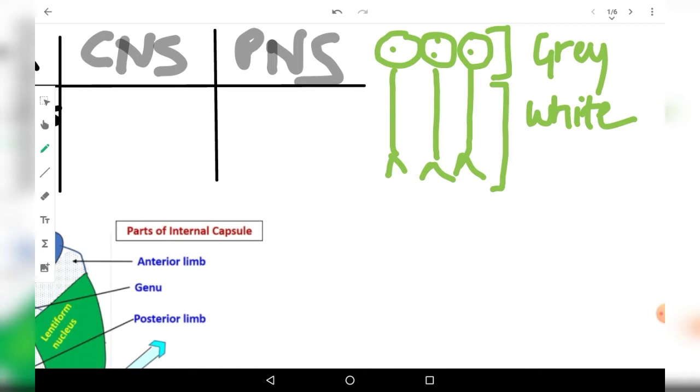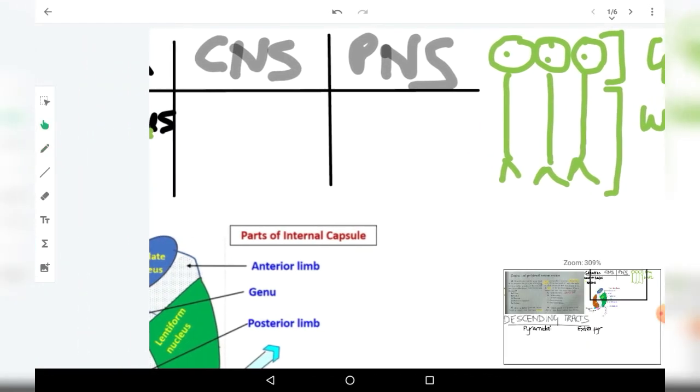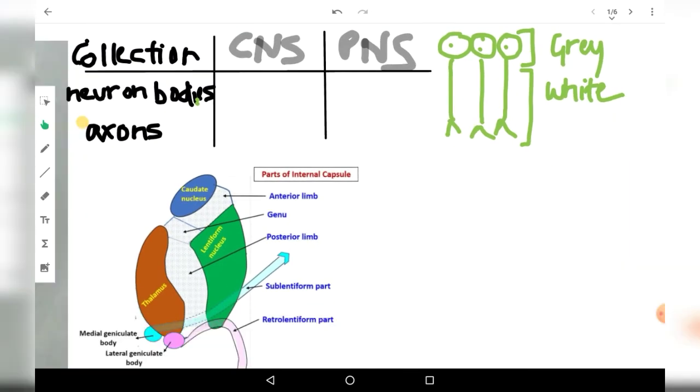Now, these have different terms; they are called different things depending on their location. A collection of neuron bodies in the CNS would be called nuclei, and in the PNS it would be called ganglia. And a collection of axons in the CNS would be referred to as tracts, fasciculi, lemniscus, or even capsules. So we'll discuss the internal capsule. And in the PNS it would be called a nerve.